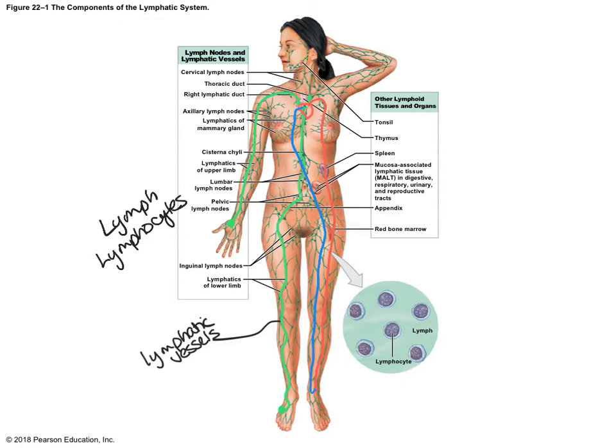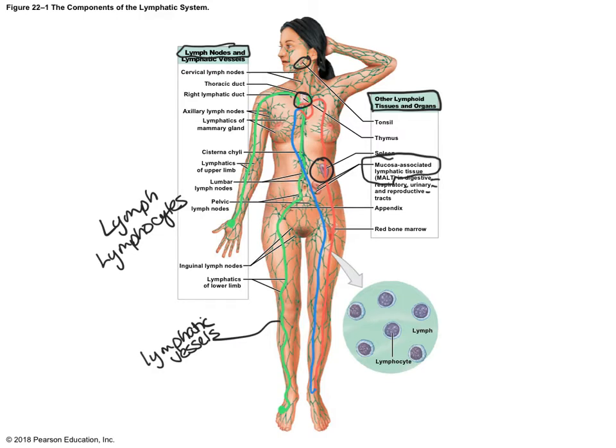So there's lymphoid tissues then, such as tonsils, those are tissues, and the thymus, that's a lymphatic gland. We also have the spleen, that's a lymphatic organ. And then there are some lymphatic tissues in the digestive and respiratory and urinary and reproductive tracts, and we call that MALT, or mucosa-associated lymphatic tissue. And then we have these lymph nodes. So the lymph nodes are also lymphatic tissues, and they aggregate or they cluster in certain areas of the body.